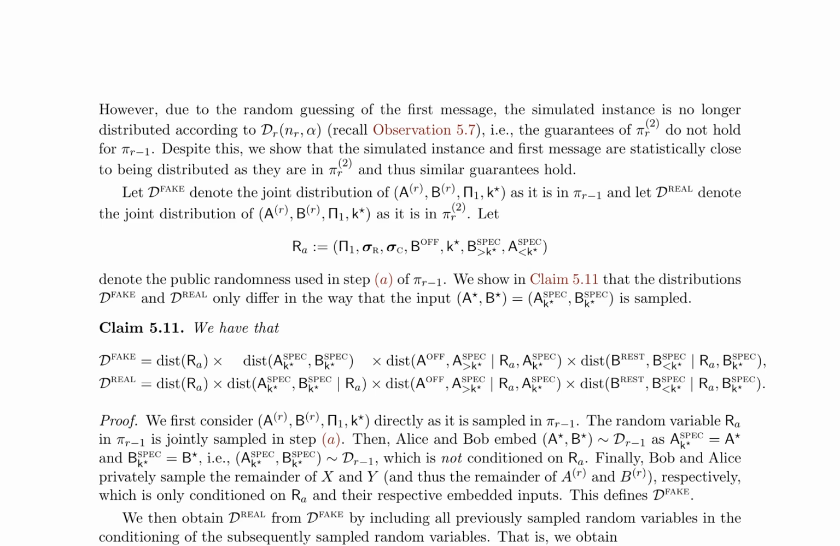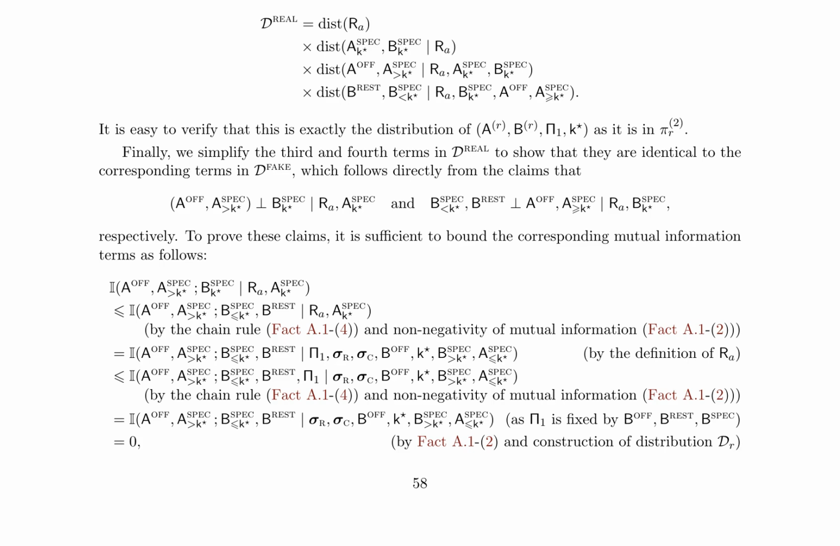In contrast, D_real is obtained from D_F8 by conditioning on all previously sampled random variables. The third and fourth terms in D_real are simplified to show their equivalence to the corresponding terms in D_F8. This equivalence follows from the claims that A_off, aspect k star operator, is independent of B_spec_k star operator given R_aw and aspect k star operator, and B_spec less than or equal to k star operator and B_rest are independent of A_off and aspect k star operator given R_aw and B_spec_k star operator.